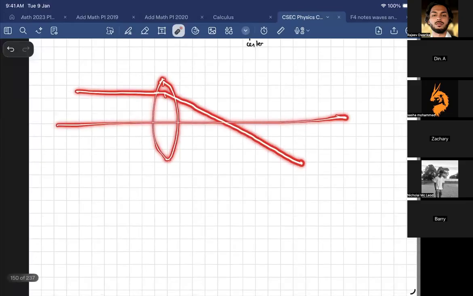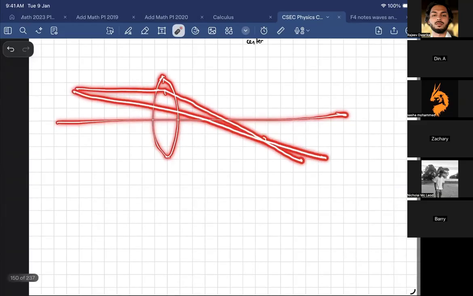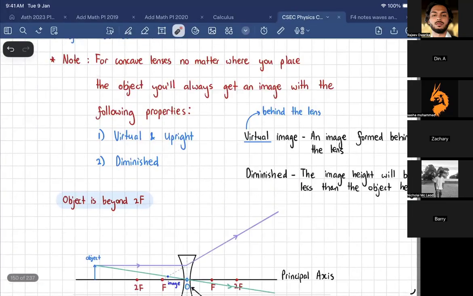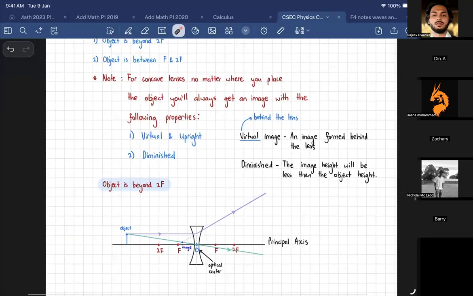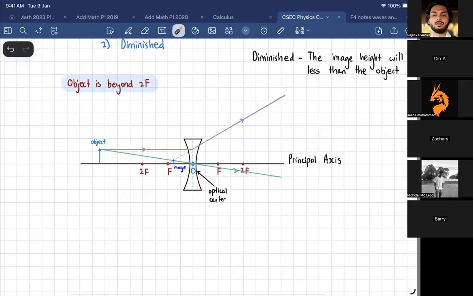Watch this. This is for a convergent lens. Notice where the intersection is. See that? The intersection is over here. That would be considered laterally inverted. It's like upside down. But for a concave lens, you could only have upright images. You could only have upright.